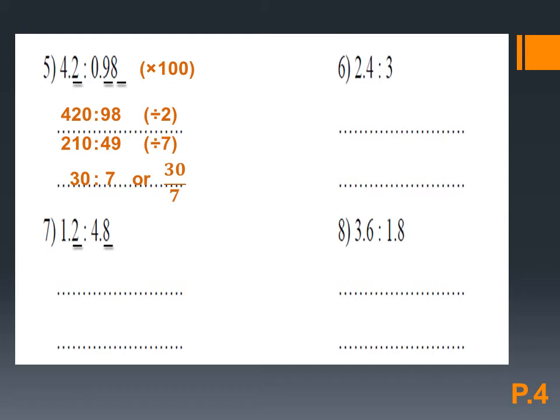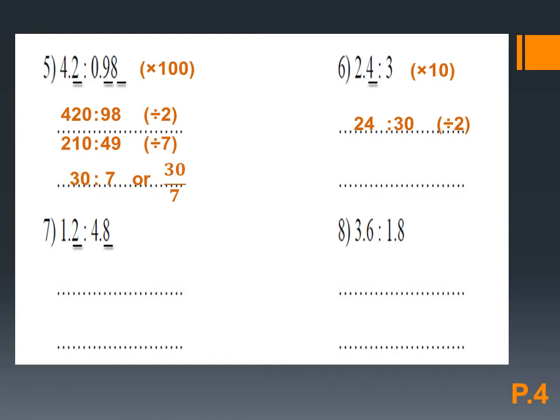2.4 to 3. In the first term we have one decimal place, but the second term has no decimal place. That means we multiply by 10, according to the number which has decimal places. That means multiply the two terms here by 10. 2.4 times 10 equals 24, and 3 times 10 equals 30.